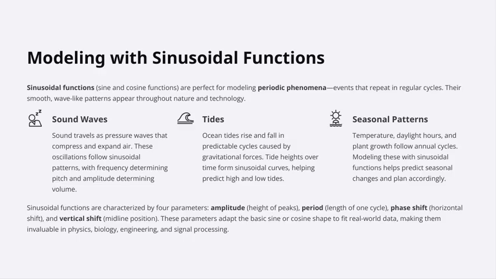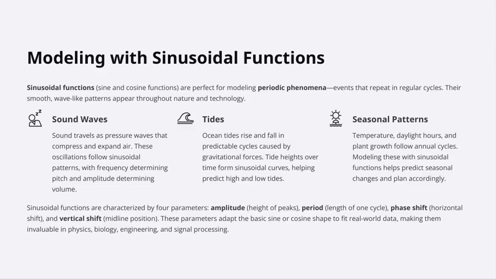Tides rise and fall in predictable cycles caused by gravitational forces from the moon and sun. When we plot tide heights over time, they form sinusoidal curves, which helps us accurately predict high and low tides. We also see sinusoidal patterns in seasonal cycles. Temperature changes, daylight hours, and plant growth all follow annual patterns. By modeling these with sinusoidal functions, we can better predict seasonal changes and plan accordingly.